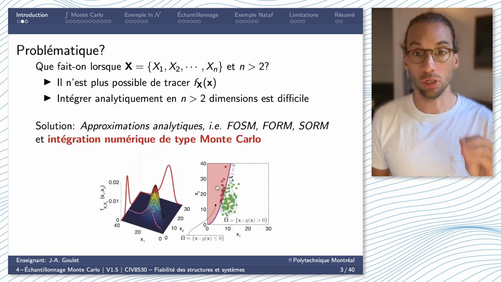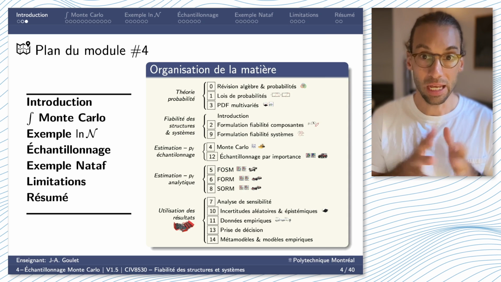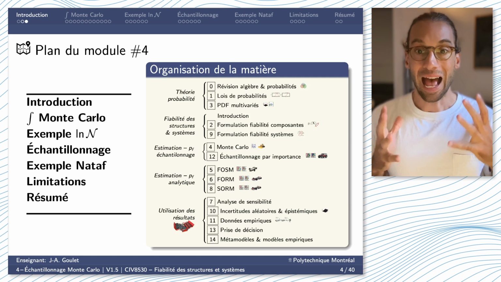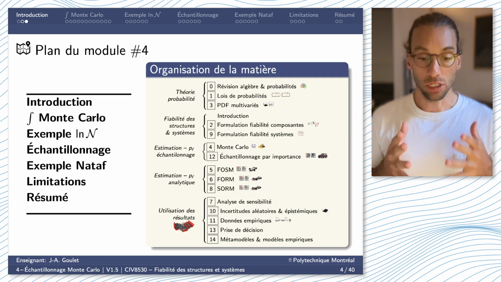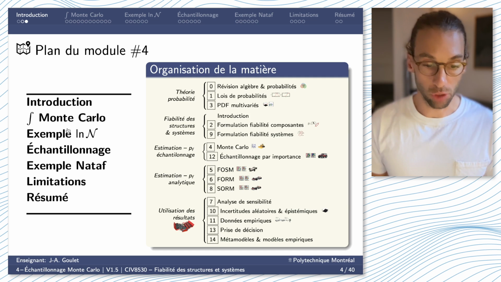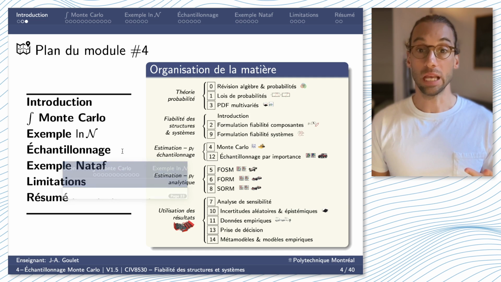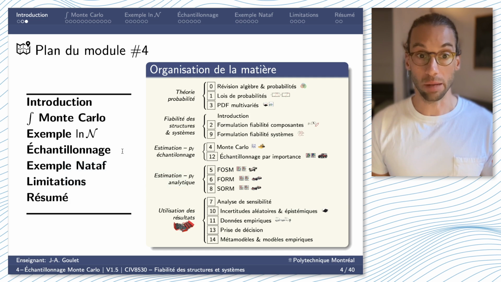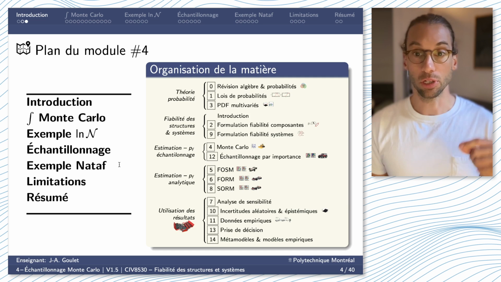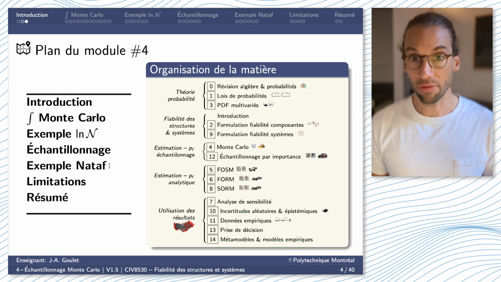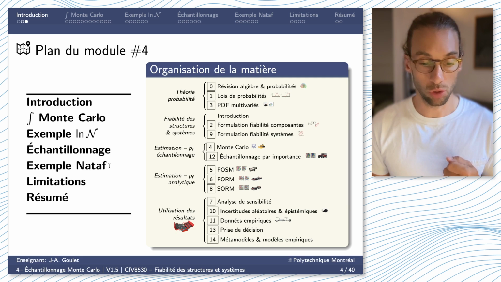We're going to dig into the details of that method in this module 4. We're going to look at, in general, how Monte Carlo integration is defined. We're going to look at an example with a log-normal variable. We're going to look in general at how we generate those samples that we use in Monte Carlo sampling. We're going to see the example tailored for reliability estimation, using the Nataf joint probability distribution: how do we take samples from such a distribution?